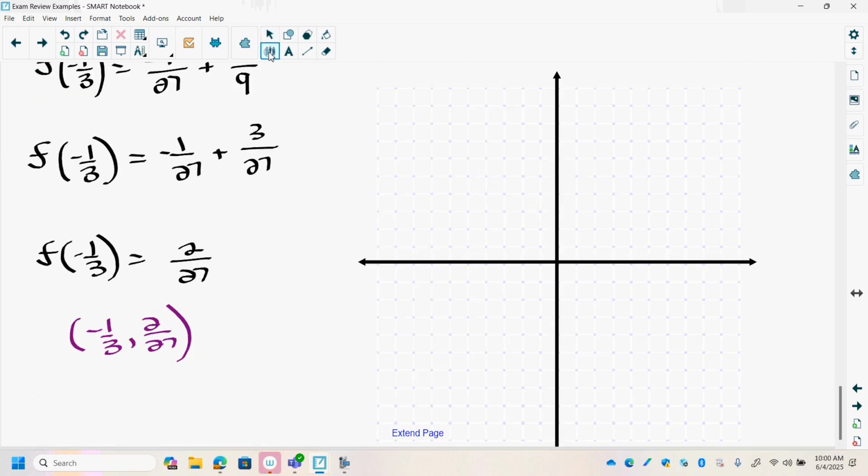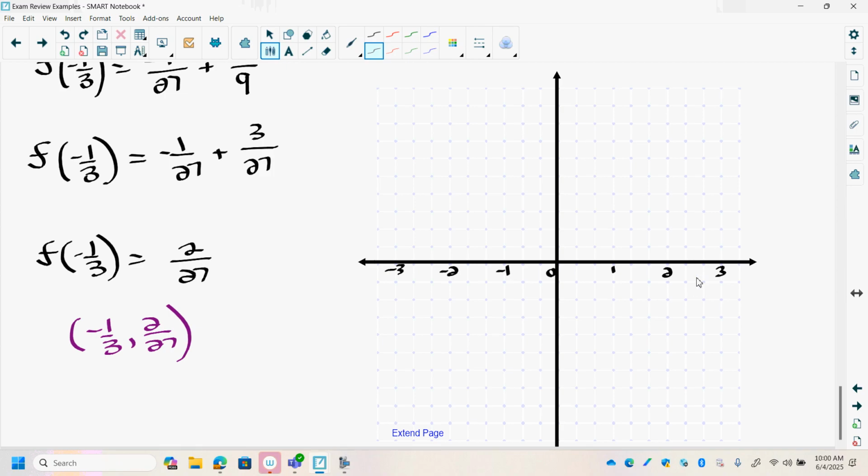So I will go like this. 1/3, 2/3, 3/3, 4/3, 5/3, 6/3, 7/3, 8/3, 9/3. 9 over 3 would be 3. Does that make sense? Negative 1/3, negative 2/3, negative 3/3. Negative 4/3, negative 5/3, negative 6/3, or negative 2. 7, 8, 9, negative 3. Is that cool? This would be 0.